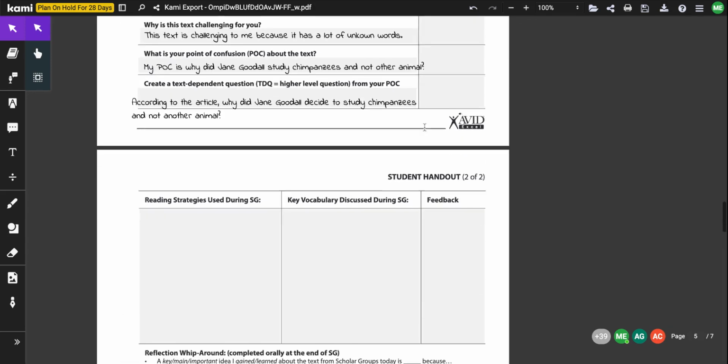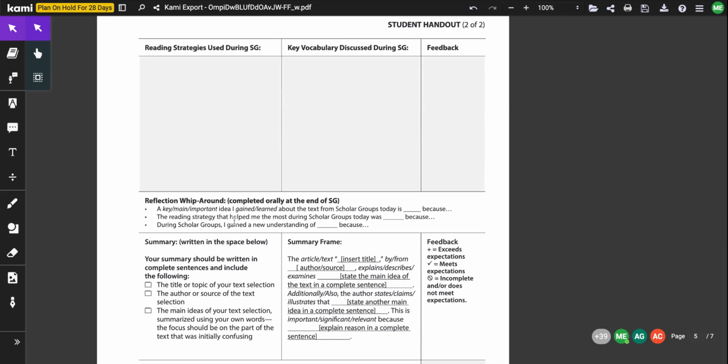And now all you have to do is do the whip around, which is this part. Each group member shares a bullet point. So for example, if I was one of the group members, I would share something like, during Scholar Groups, I gained a new understanding of why Jane Goodall decided to study chimpanzees because I read paragraph number 3 or number 4, and because of the presenter.